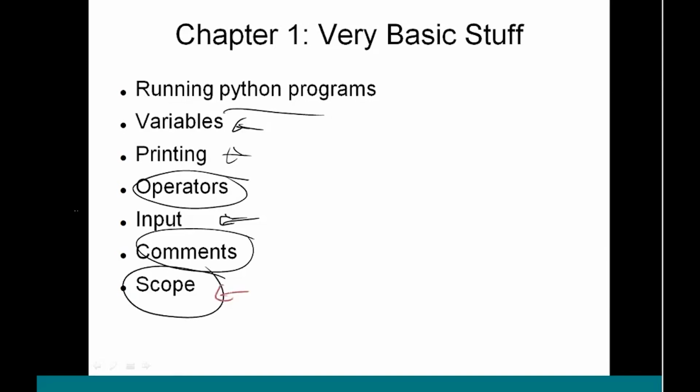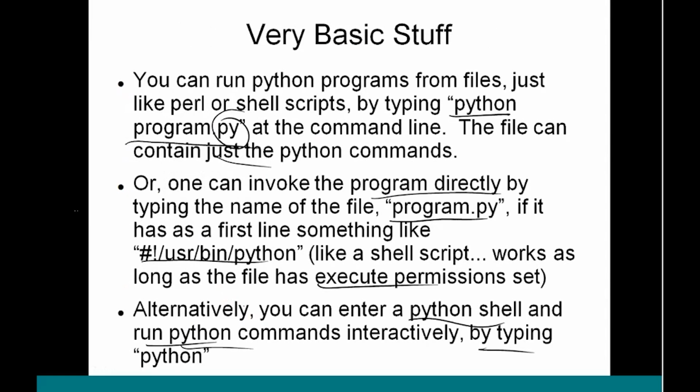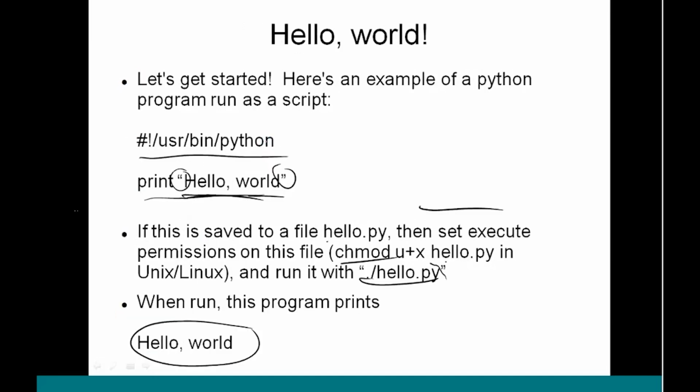We haven't talked much about the scope. We'll see whether we can talk about that now. So for invoking a Python program, you can just type python followed by the Python program, or the other method is if you put the path to Python, then you can invoke it from there. Or the third method is you can invoke a Python shell and run the Python commands interactively.